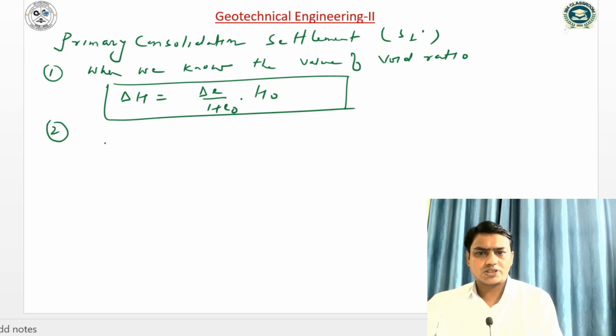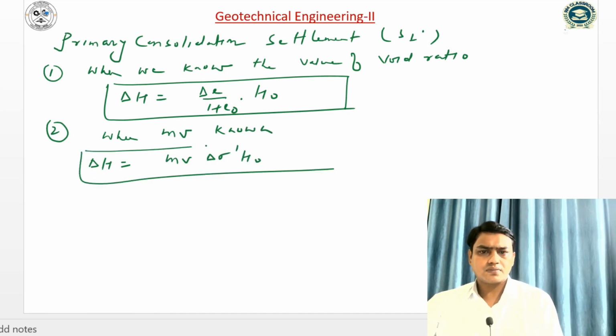and delta H is the primary consolidation settlement. When coefficient of volume compressibility is known, then delta H is equal to mv into delta sigma dash into H naught, where delta sigma dash is the change in stress, mv is the coefficient of volume compressibility, and H naught is the thickness of the clay layer.